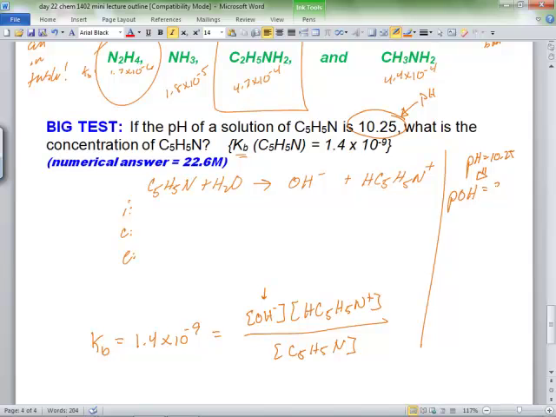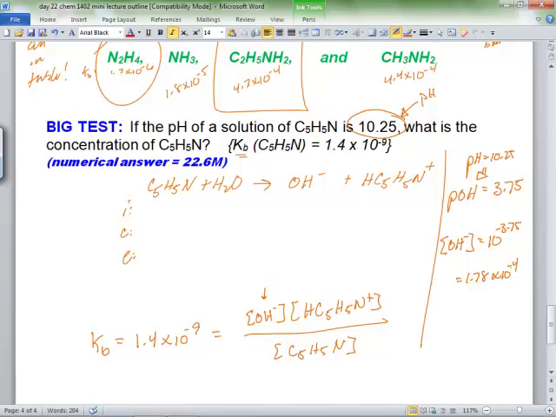3.75? Okay, 3.75. Now, do you remember the trick in going from, once you know POH, concentration hydroxide has to be 10 to the negative POH. Just like hydrogen ion was 10 to the negative pH, hydroxide is 10 to the negative POH. So 10 to the negative 3.75. Okay, so where's that? What is it? 1.78 times 10 to the negative 4. Okay.